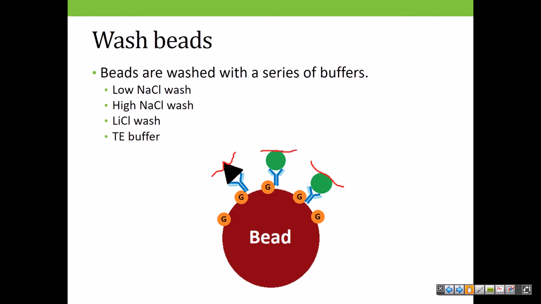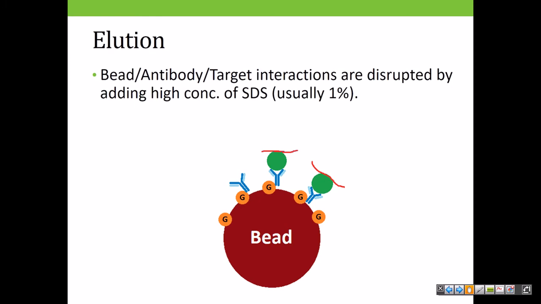So the lithium chloride is going to wash out that sodium, and then the TE, the Tris-EDTA, is going to wash out any excess lithium chloride that hasn't knocked anything else off your column. So all the nonspecific things are going to hopefully go away, and you're going to be left with your selectively bound targets to their target antibody.